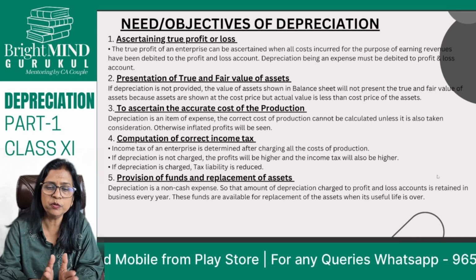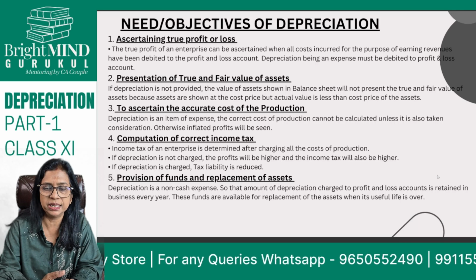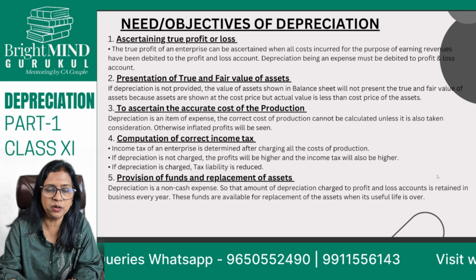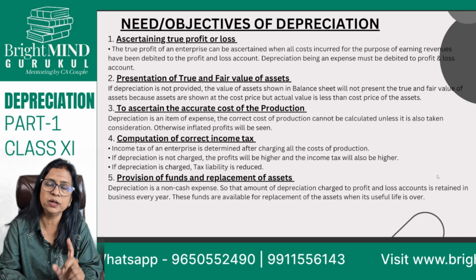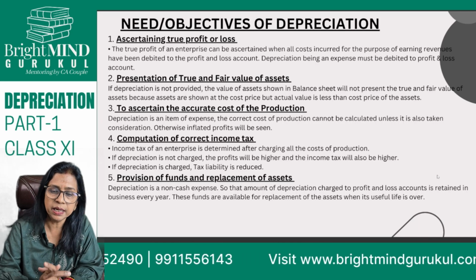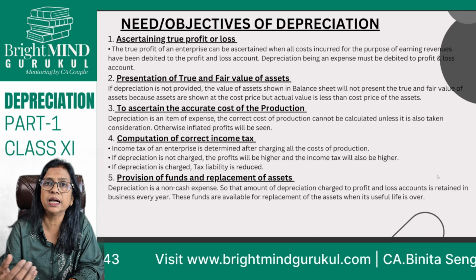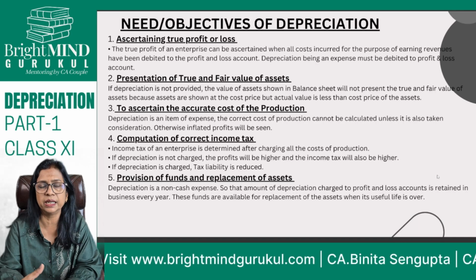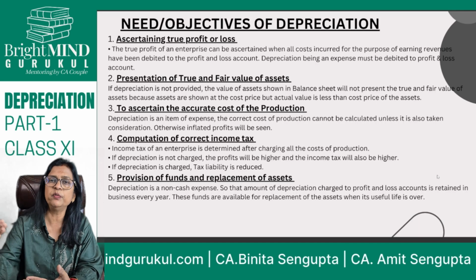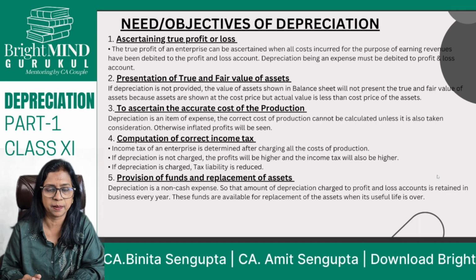Second is presentation of true and fair value of the asset. If depreciation is not provided, then the value of the asset shown in the balance sheet will not be the true and fair value of the asset, because they are shown at cost price and no reduction is made. Third is to ascertain the accurate cost of production. Depreciation is an item of expense and the correct cost of production cannot be calculated unless it is taken into consideration. That means your profit will always be inflated if you don't consider depreciation as an expense.